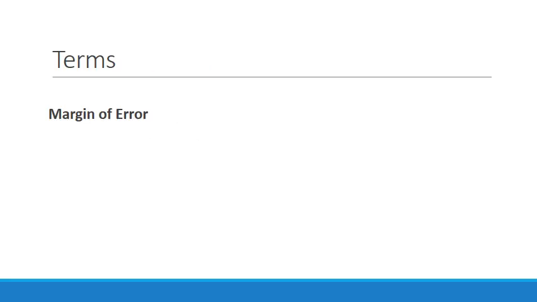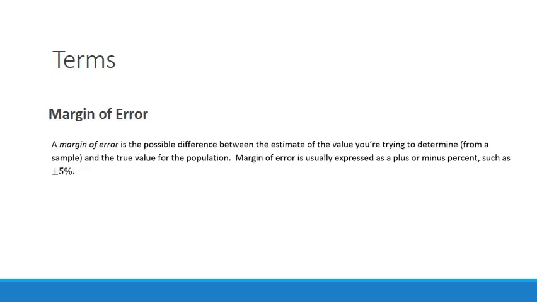All right. With that, I want to introduce some terms. The first term that we should know when we're dealing with confidence intervals is margin of error. A margin of error is the possible difference between the estimate of the value you're trying to determine from a sample and the true value of the population. So it's how much your answer could be wrong, long and short, okay? Now the margin of error is usually expressed as a plus or minus percent, okay?